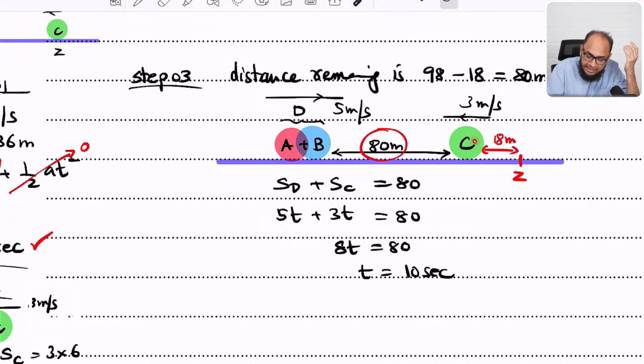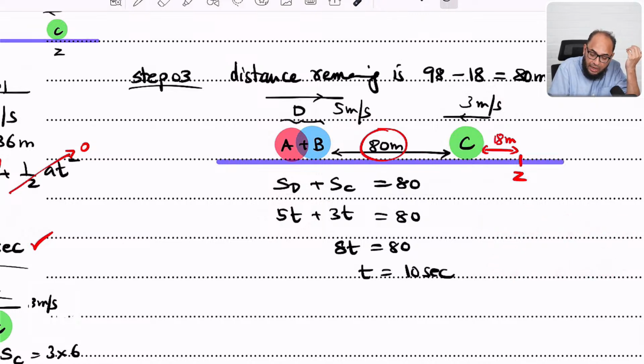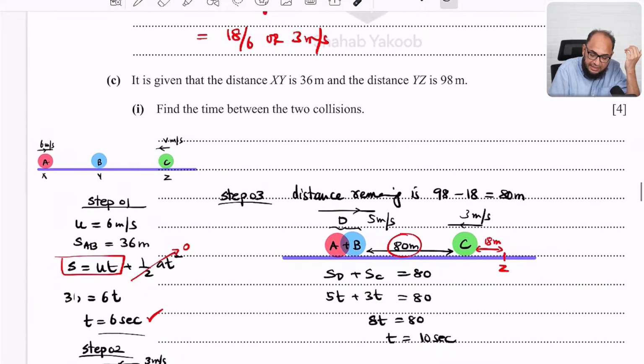This particle C over here is also traveling at 3 meters per second. Every second, it will travel 3 meters. Every t seconds, it will travel 3t meters. So now 5t plus 3t is 8t. Therefore, t comes out to be 10 seconds.